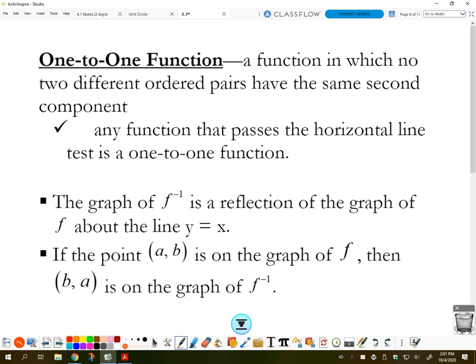So the graph of f inverse is a reflection of the graph of f about the line y equals x. And to get the new picture, you just switch the x and the y of the points on one, and you get the points on the other.